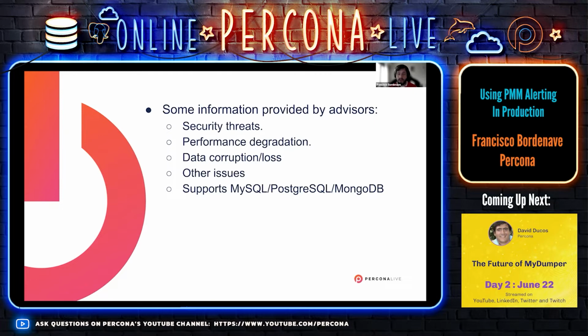So, some things to inform you about the advisors. They can provide information about security threats. For example, if you have a wide open root account, or if you are using accounts with no password, it will inform you of that. It can provide information about potential performance problems or degradation based on your configuration. It can show you issues with potential data corruption or loss, depending on how you configure your instance, and some other things that can help you understand what can be done better to at least try to avoid issues. And as said, this is designed for and supports MySQL, Postgres, and Mongo.